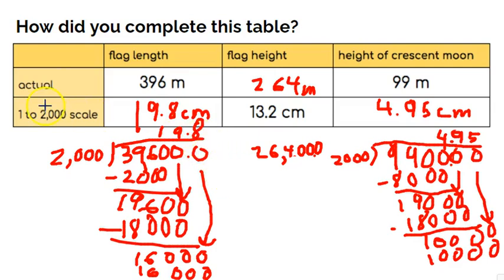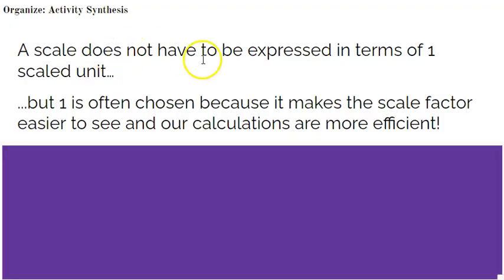But again, since we didn't have the label here, we had to use the label that we had within the heights that we already, or the distances we had in the scale drawing to help us figure out what the actual was. Just remember the scale does not have to be in terms of one scaled unit to something, but one is usually chosen because it's the easiest scale factor to see and make calculations even faster.